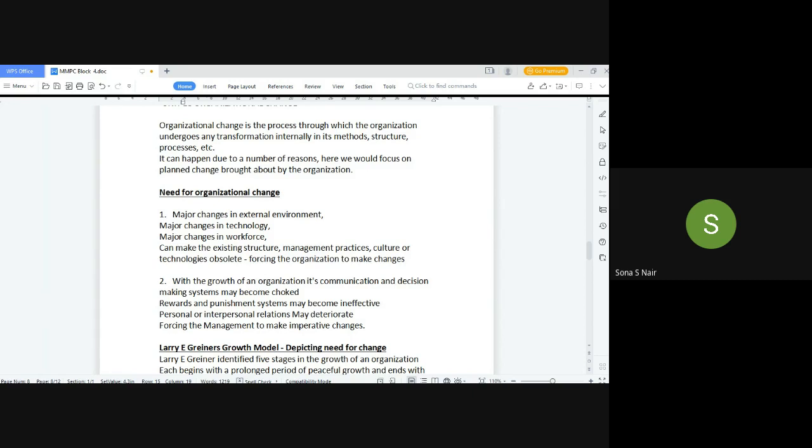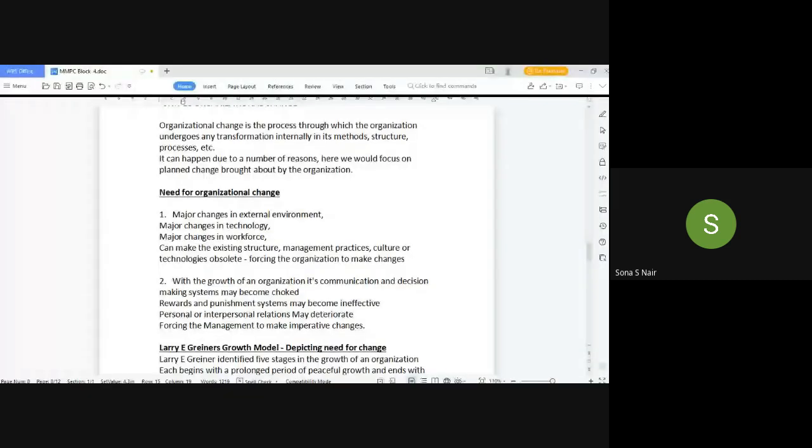Personal or interpersonal relations possibly might deteriorate because of some political issues in the organization. So, in scenarios like this, where the internal systems have become ineffective, the management will have to make some changes. Okay, so that is the need for organizational change.